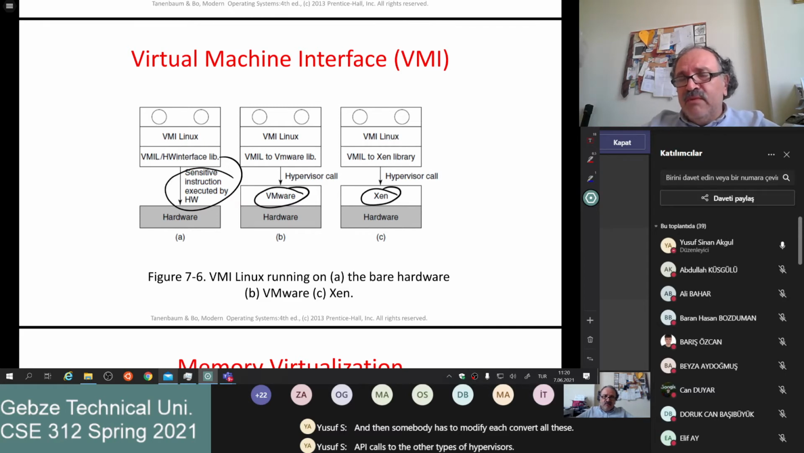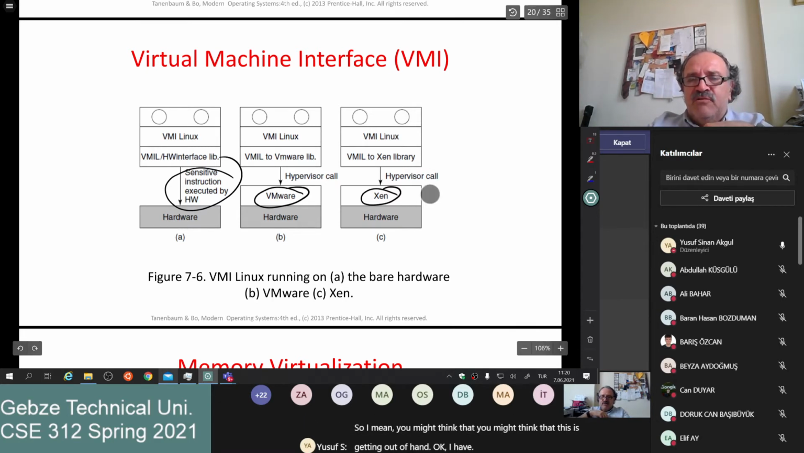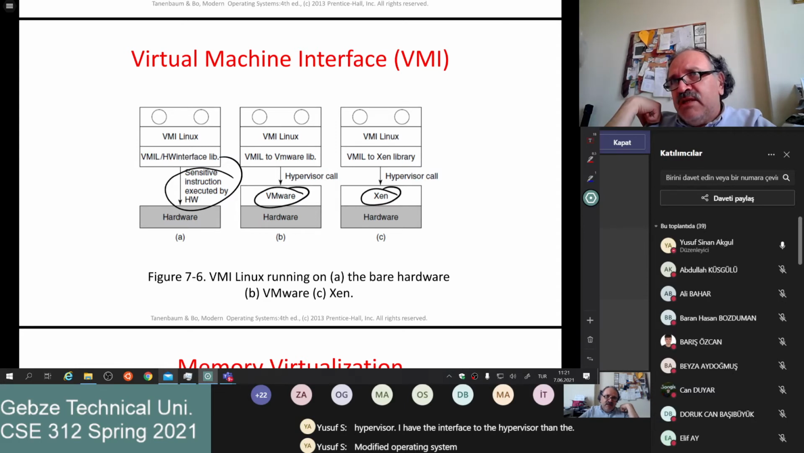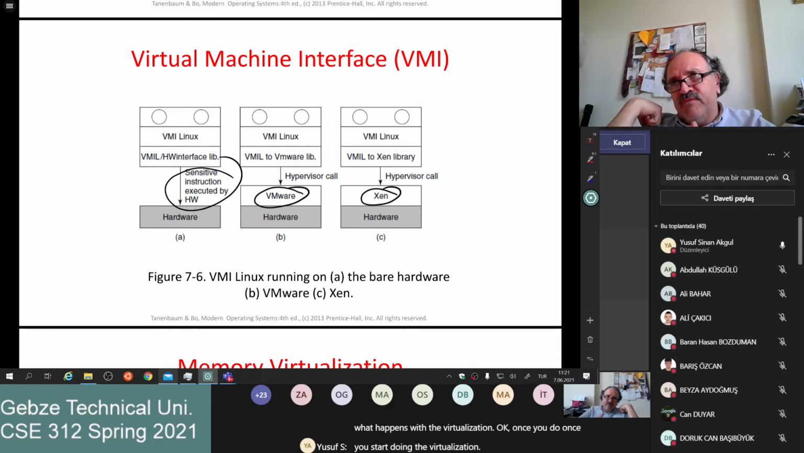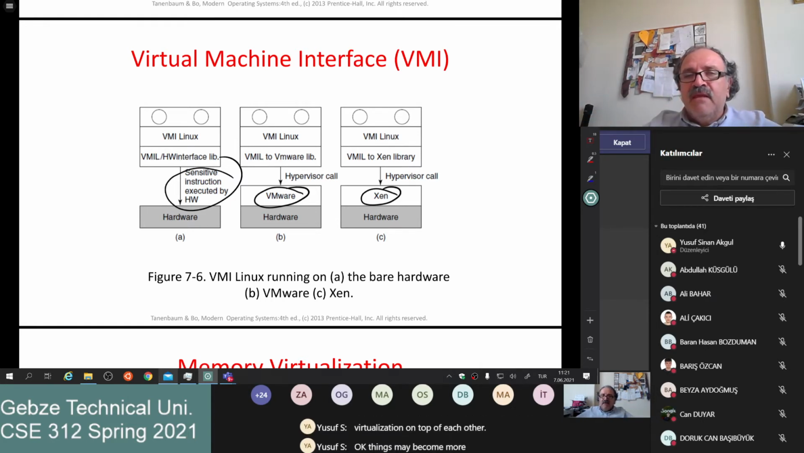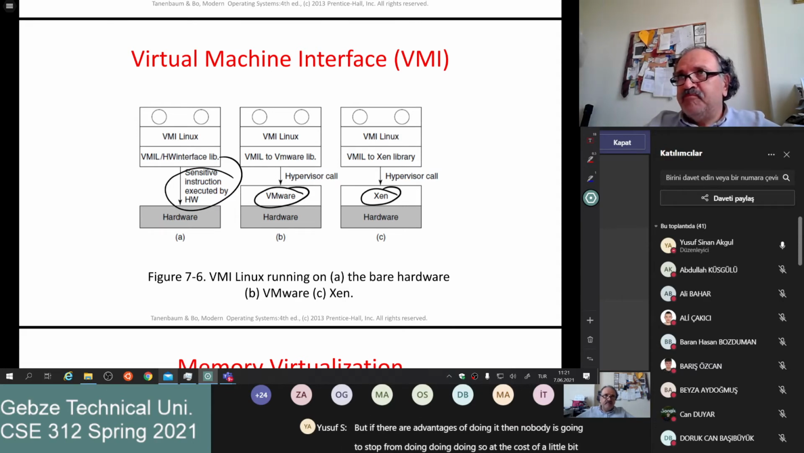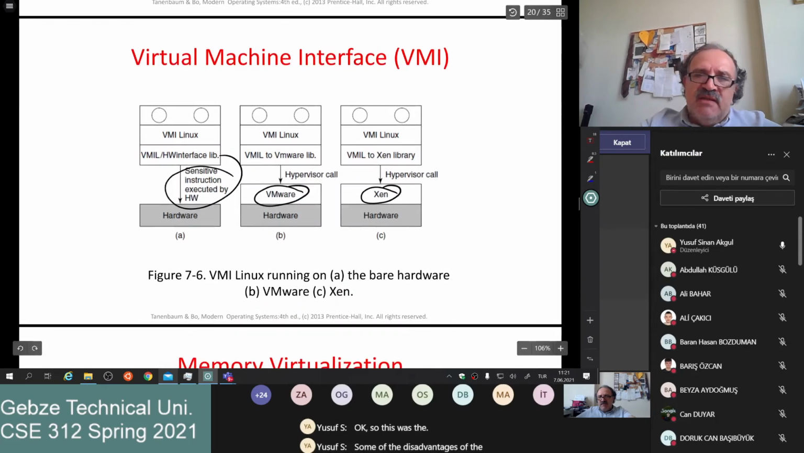So you might think that this is getting out of hand. I have hardware, I have a hypervisor, on top of the hypervisor I have the interface to the hypervisor, then the modified operating system. Yeah, but usually that's what happens with virtualization. Once you start doing virtualization, you will never stop. You will put one more layer of virtualization on top of each other. Things may become more inefficient, but if there are advantages of doing it, then nobody is going to stop from doing so at the cost of a little bit of efficiency maybe. So these were some of the disadvantages of the microkernel as the hypervisor and some solutions for them.